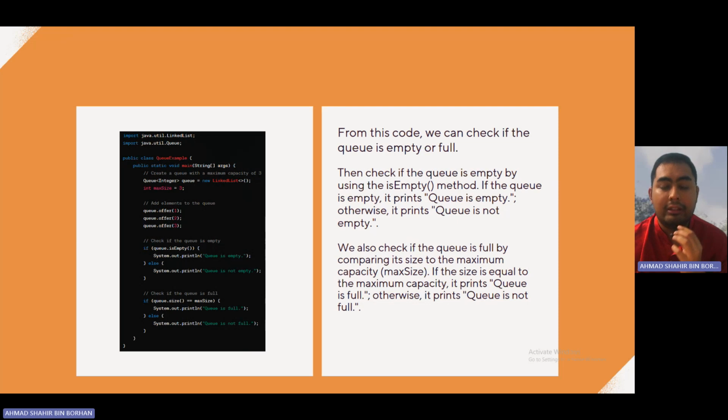We can also check if the queue is full by comparing against the max size of the queue. If the size equals the maximum capacity, it will print the queue is full, and otherwise it will print queue is not full.